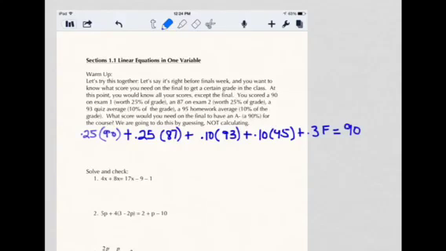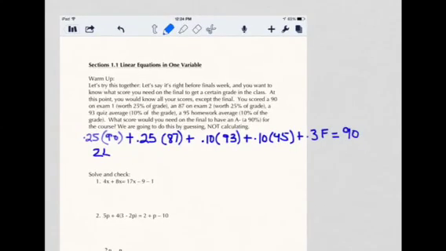So let's actually do the calculations. 0.25 times 90, I'm trying to pull up my calculator, 0.25 times 90 is 22.5 points. 25% of 87 is 21.75 points. 10% of 93 is 9.3 points. 10% of 95 is 9.5 points. 0.3 times the final, we don't know the final, would equal 90 points.